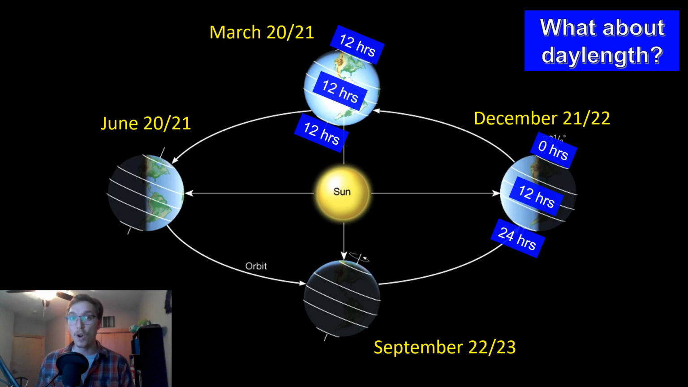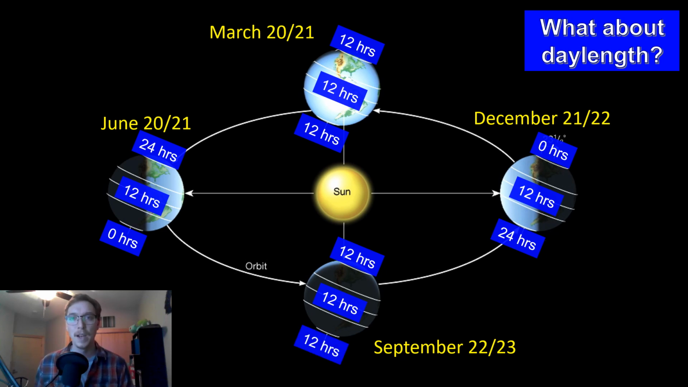12 hours across the globe during the equinoxes, both the spring and autumnal, or the March and the September equinox. Those numbers in reverse during the June solstice, pardon me. We can see there for the September equinox.